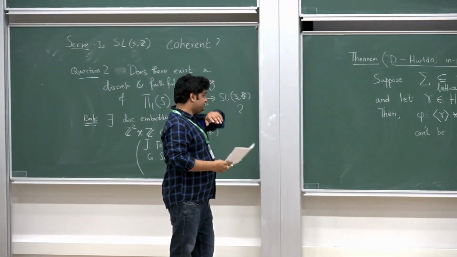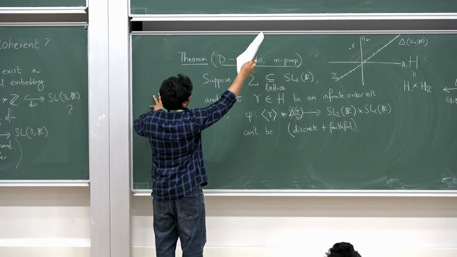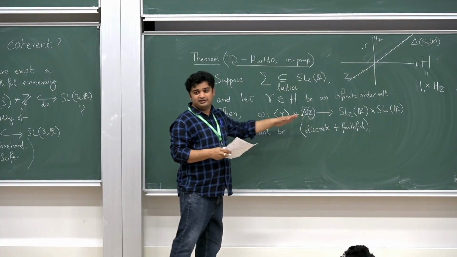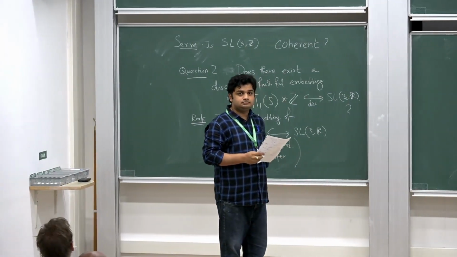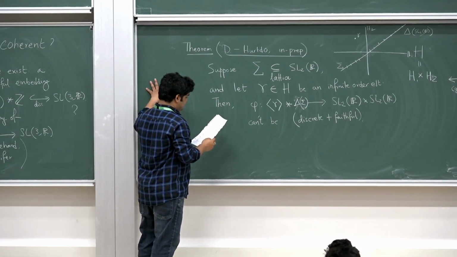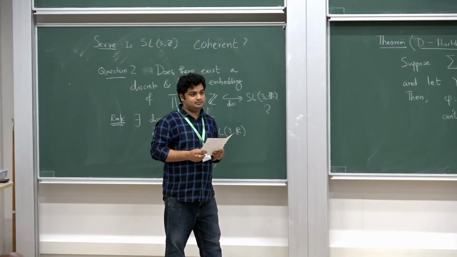Okay. So in particular, if we have examples like that, then pi1 cannot be sitting inside a diagonal copy of SL2R. This makes sense? Any question?